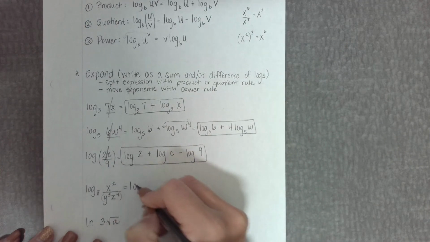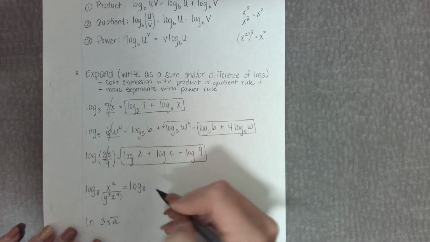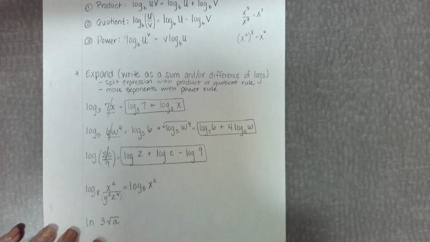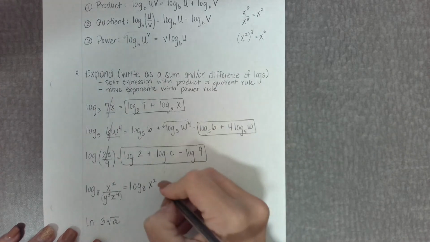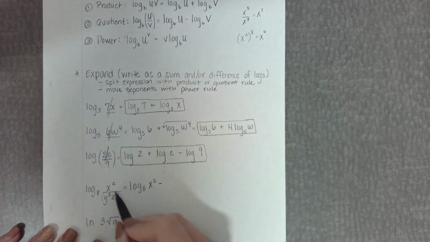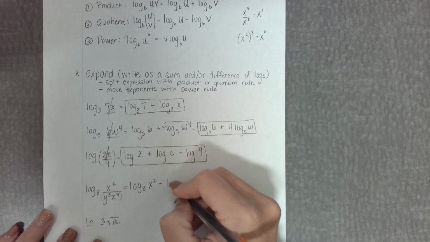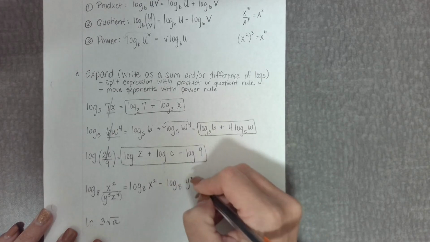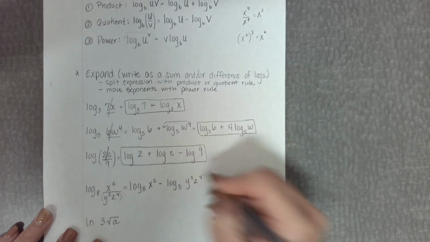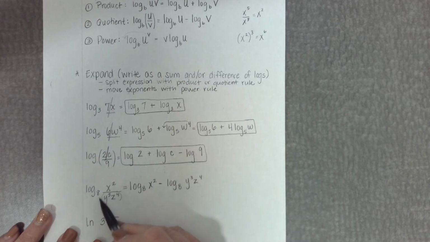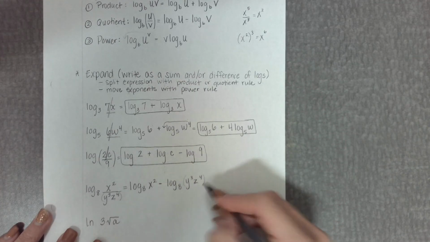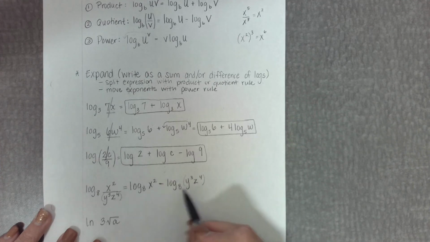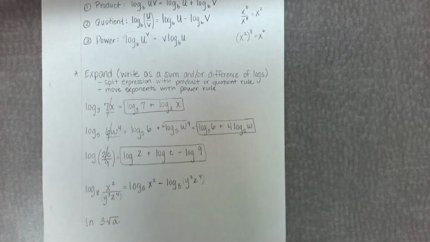If you split it up in 2 steps, we have log base 8 of x squared minus, I'm going to do it as a quotient first, log base 8 of y cubed z to the 4th. I'm keeping all that together because we're dividing by that entire thing. So right now I'm keeping it all together as a quotient. Okay, so subtraction because we're dividing by all that. So that's my first step.